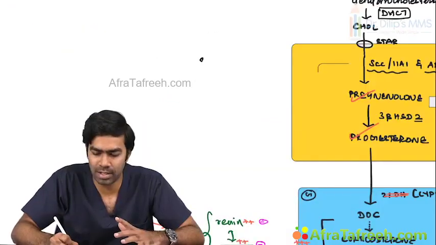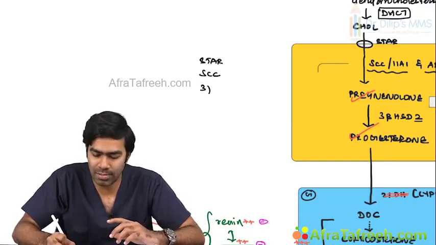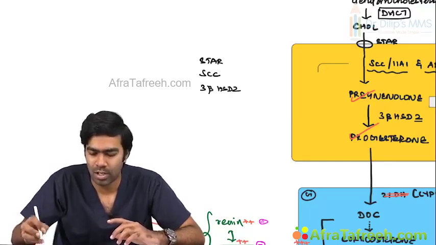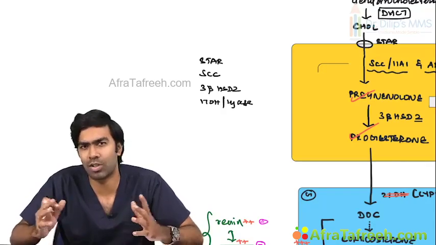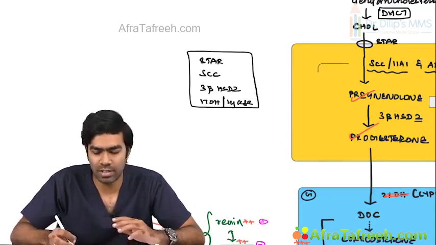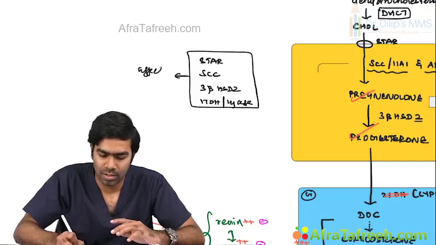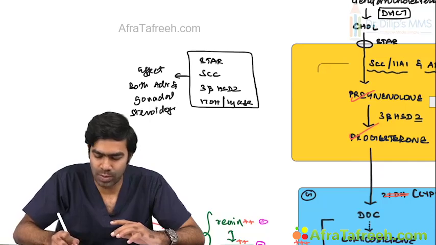For example, if you have a StAR deficiency, or a side chain cleaving enzyme deficiency, otherwise referred to as desmolase enzyme, or a 3-beta HSD2 deficiency, or a 17-hydroxylase or lyase deficiency. 17-hydroxylase and lyase belong to the same enzyme, same gene. So if you have these defects, it's going to affect both the gonadal as well as the adrenal steroidogenesis. Clear? That's very, very important.